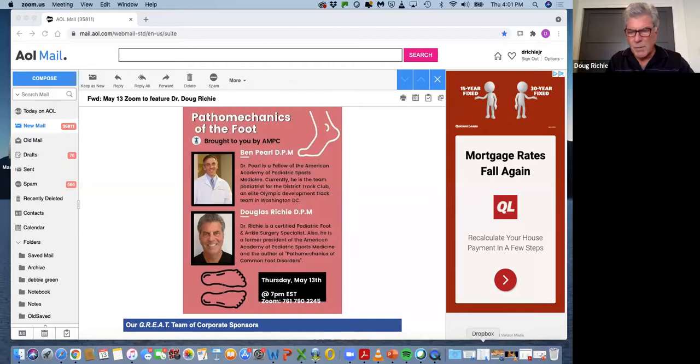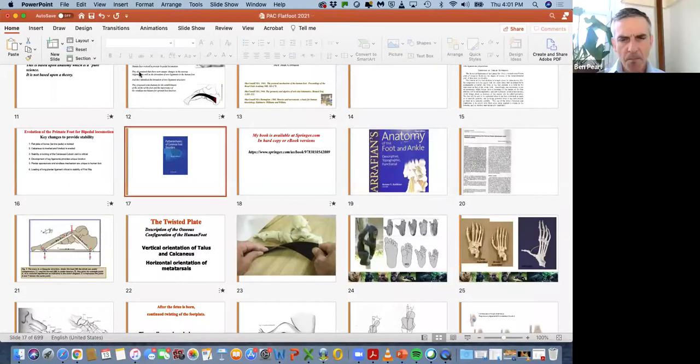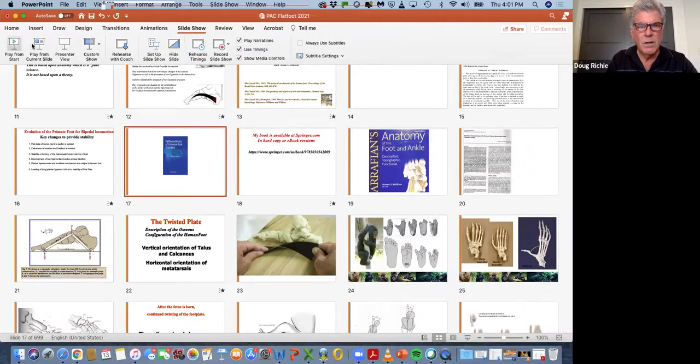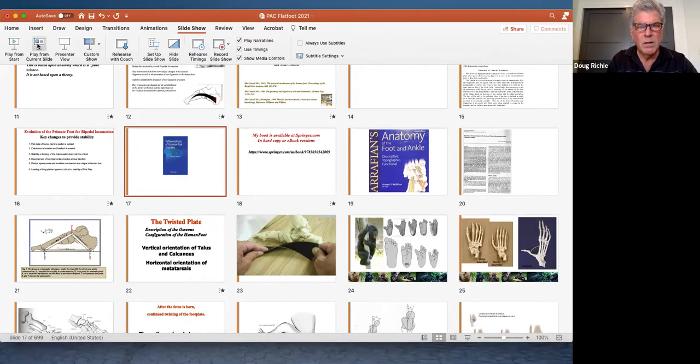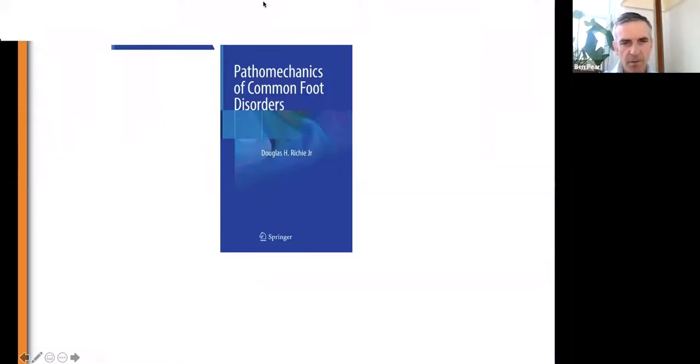So I'm going to bring a lecture up here. Can you see that, Ben? Yeah. Okay. Let me move this over. Okay. And we'll move this up. Okay, so you see the book? Yes. Okay, so that's the book.